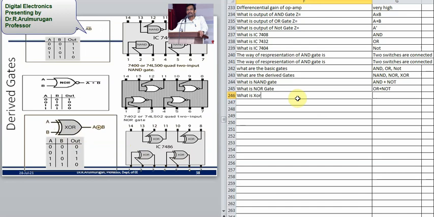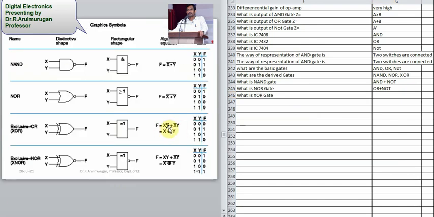What is XOR gate? If you want the answer, you can look here. X into Y bar is an AND. The X bar into Y is also an AND, because of the multiplication. See, here is one AND, and this is another AND. Two AND gates are added.